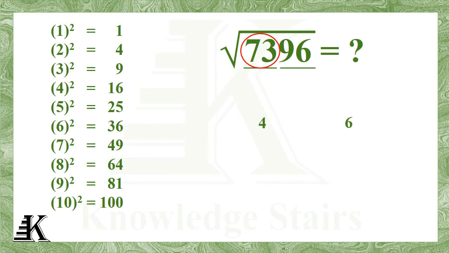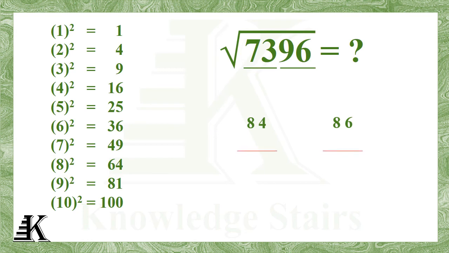Now we will see which number has a perfect square whose value is less than 73. That is 8, whose square is 64. So we will write 8 at the tens place. Now again we have two numbers, one is 84 and the other is 86.